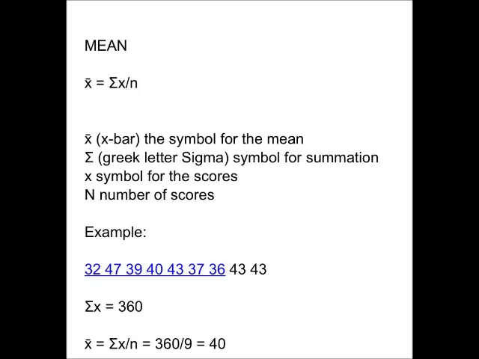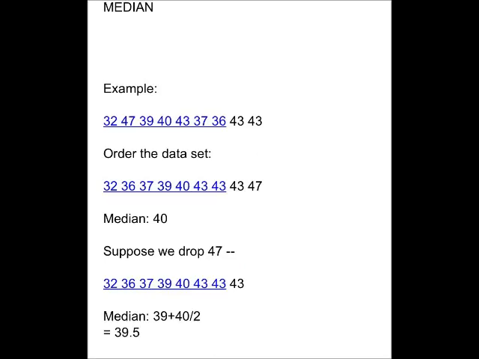Starting off with mean, it is represented by x bar equaling sigma of x divided by n, which would be the number of scores. For example, we have this set of numbers starting with 32 ending in 43. In order to get the mean, we would add up all the numbers, which would in turn equal 360. After finding the total, we would divide it by the number of entries, which is 9. Therefore, 360 divided by 9 is 40. The mean is 40.